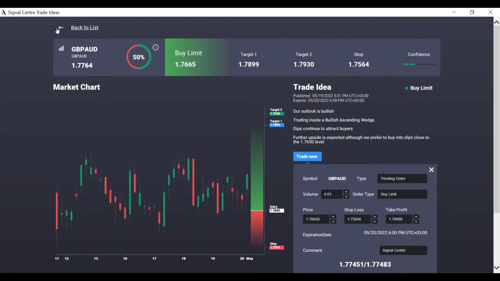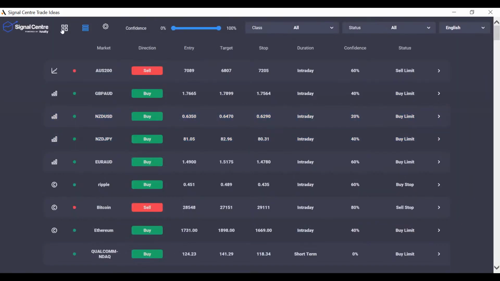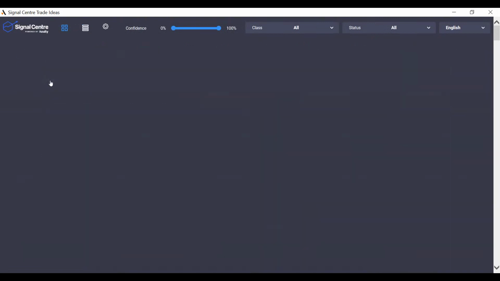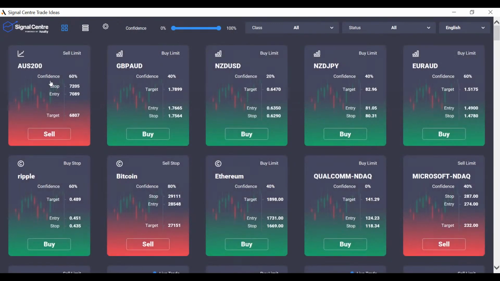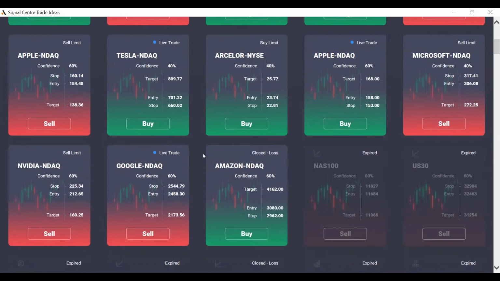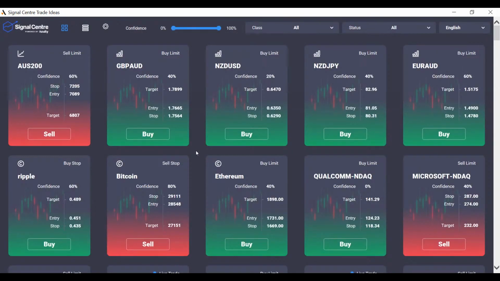Just to share a bit, these ideas are generated by the office in Europe. So do take in mind that the trade ideas tend to come in sometime around 2 p.m. in the afternoon, which is when the Europe market starts. What we are seeing here is the trade ideas from yesterday, but from 2 p.m. onwards, you should be seeing the trade ideas that renew daily for the day.